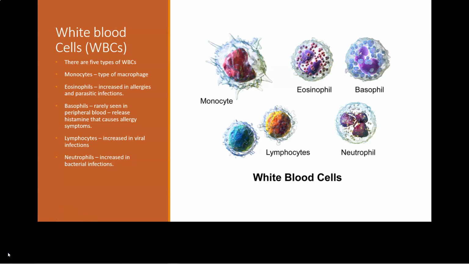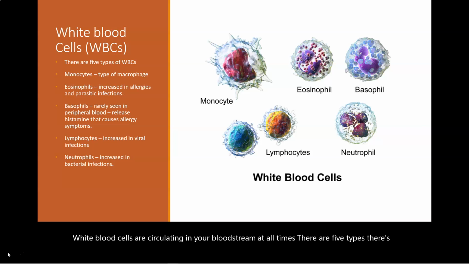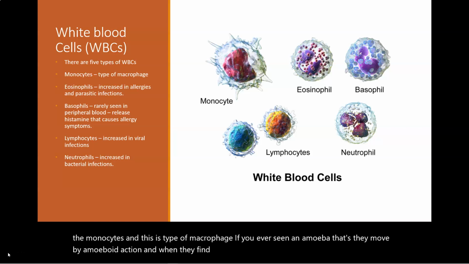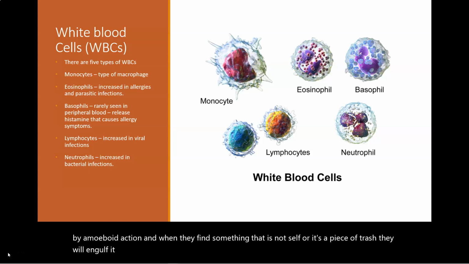White blood cells are circulating in your bloodstream at all times. There are 5 types. There's the monocytes, and this is a type of macrophage. If you ever seen an amoeba, they move by amoeboid action, and when they find something that is not self or it's a piece of trash, they will engulf it and destroy it.